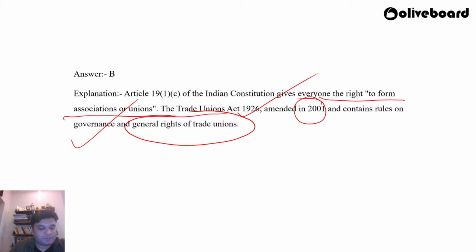Prashant, you're right. Okay. Everybody else, you're wrong. Unfortunately, I would have loved all of you to have given the correct answer, but I have to reveal to you that the answer is B. Article 19.